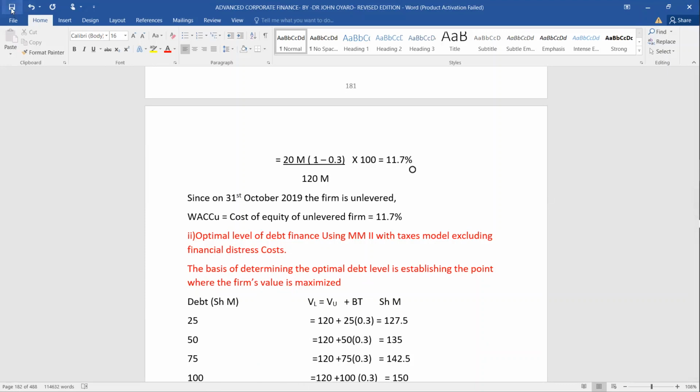If you use your calculators, does it give you 11.7? Yes. And since the company is unlevered as on 31st October 2019, then weighted average cost of capital is equal to cost of equity, which is 11.7. Here, there is no calculation. You simply infer. So that we are together there, okay?